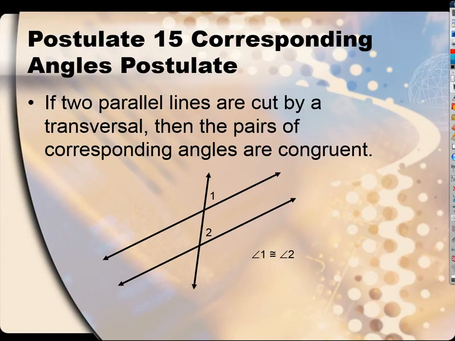This is the corresponding angles postulate. This is not proven, this is accepted. Makes sense though, doesn't it? If we have 2 parallel lines cut by a transversal, then doesn't it make sense that pairs of corresponding angles must be congruent? Okay? How could we sort of prove that to ourselves?